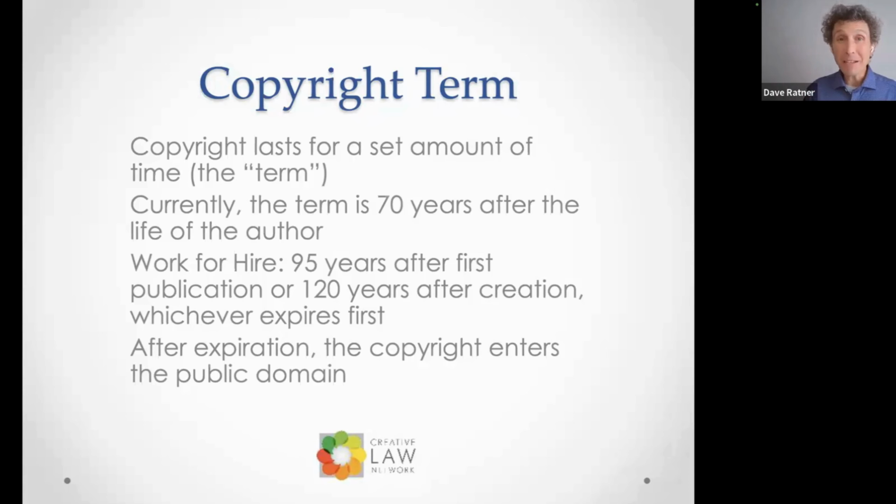Just to make things more complicated, the copyright term for a work for hire is different. If it's a work for hire, it's 95 years after first publication, or 120 years after creation, whichever expires first. So the shorter of 95 years or 120 years. Again, a very, very long time. Basically, if someone is still alive and what they created wasn't a work for hire, then it is very likely still under copyright protection, very likely.